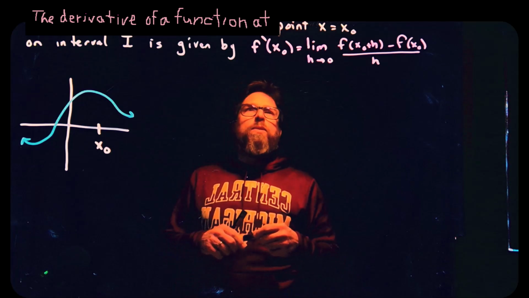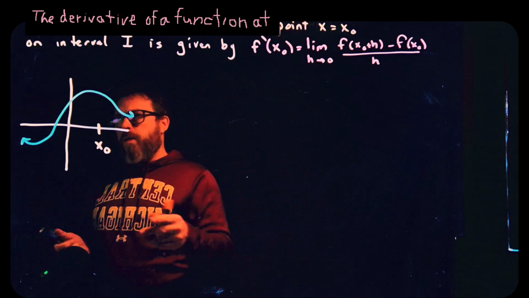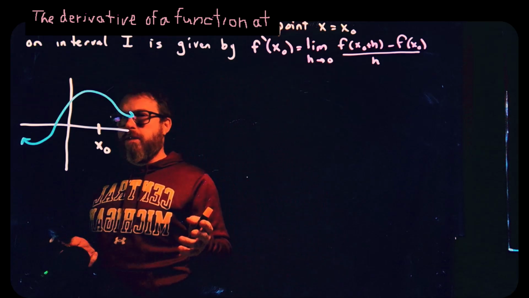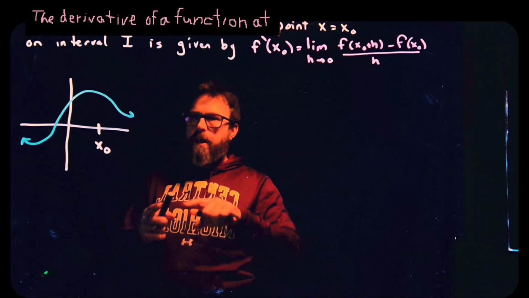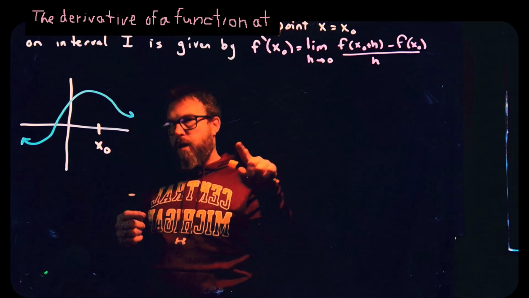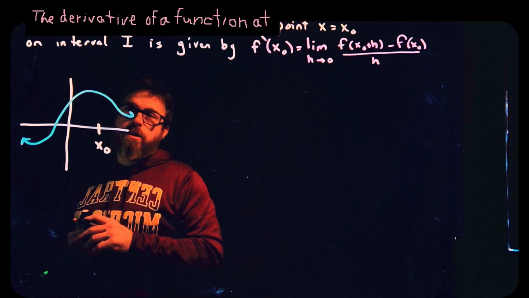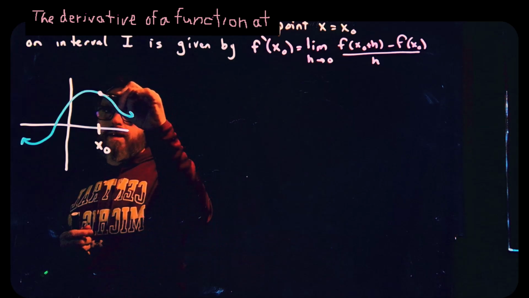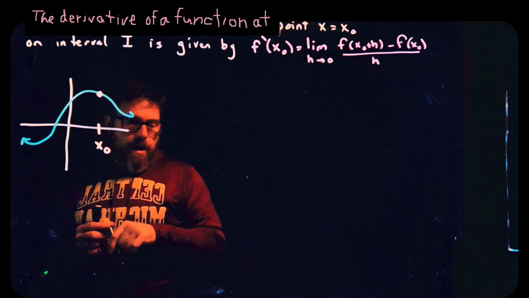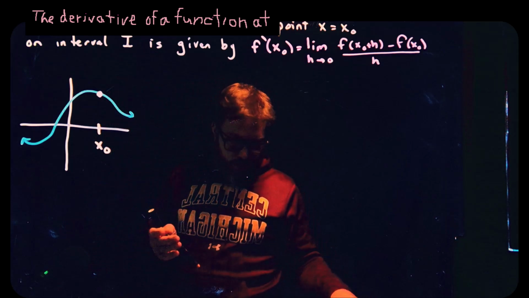Well, what we're trying to do is find the slope of a function at a particular point. When we study lines, say in pre-calculus, we know that lines have a constant slope. But if you look at other curves in general, their slope changes depending on what point they're at. So if I'm talking about the point x equals x naught, I'm really trying to find the slope of its tangent line at that particular spot.